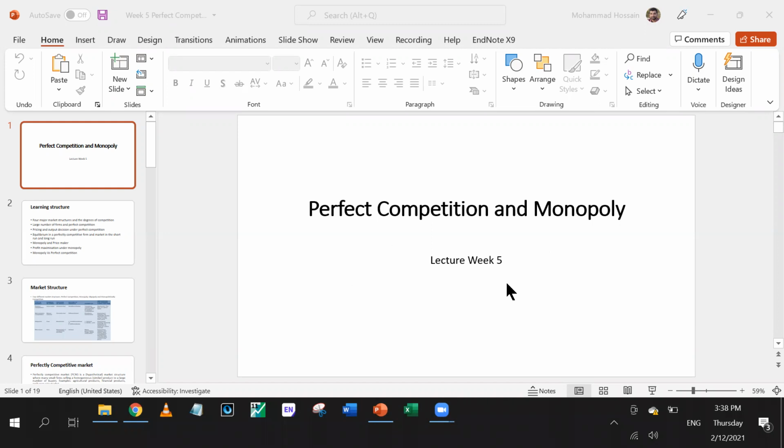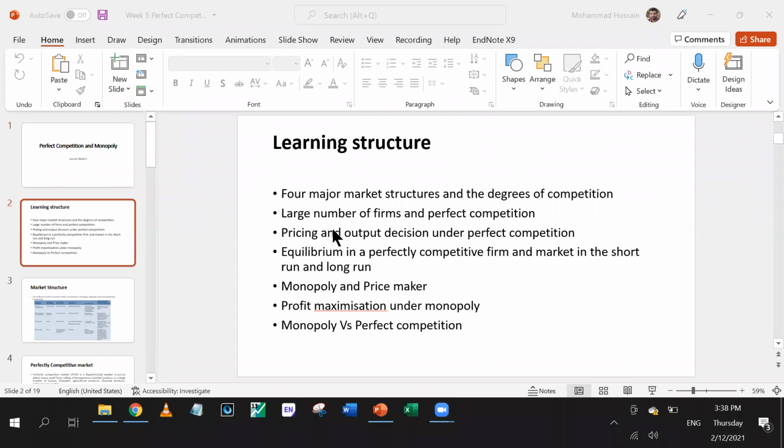We'll be discussing perfect competition and monopoly this week. Our topics include the 4 major market structures and the degrees of competition, a large number of firms and perfect competition, and pricing and output decisions under perfect competition. We'll talk about equilibrium in a perfectly competitive firm and market, in the short run and long run. Then we'll talk about monopoly and the price maker.